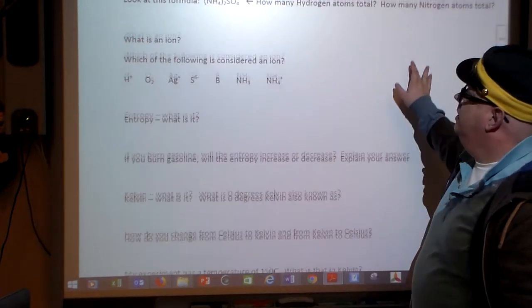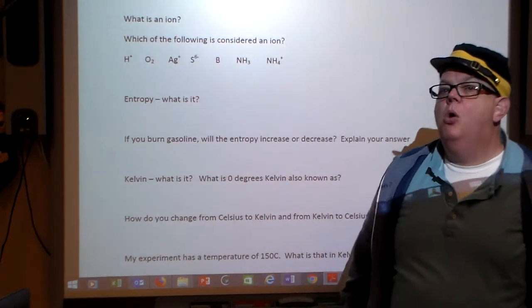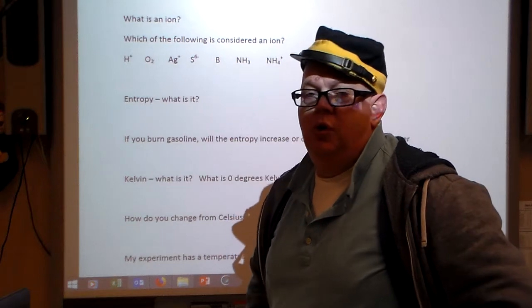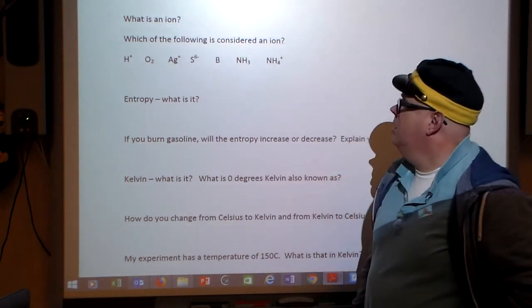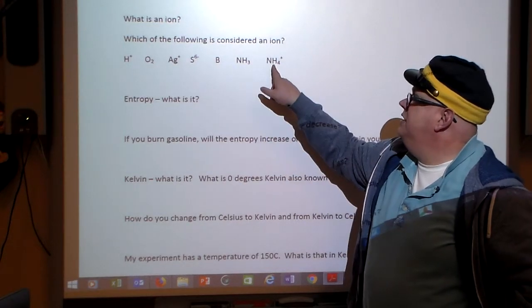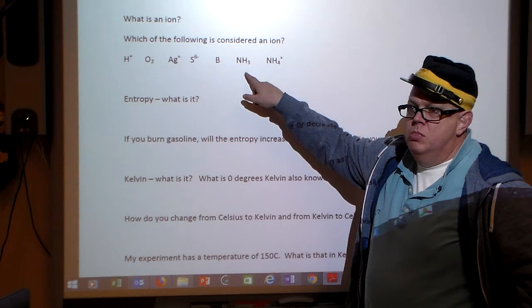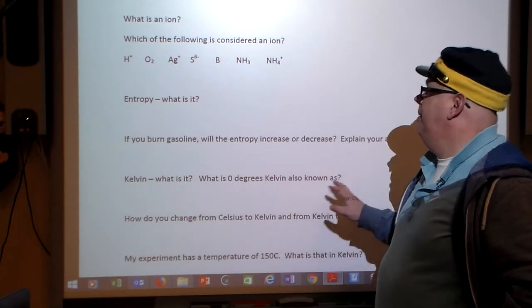We also talked about the idea of an ion. Any atom or group of atoms that has a positive or a negative charge. That would be important. So when you look at these, this is an ion, this is not. This has no charge, so therefore it's not an ion. Entropy, we talked about that.